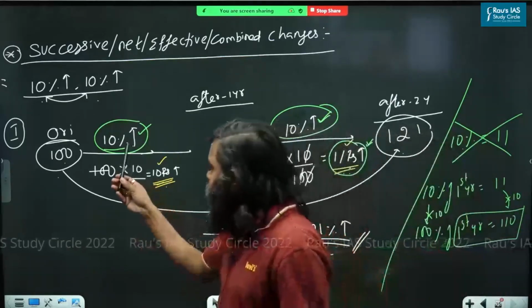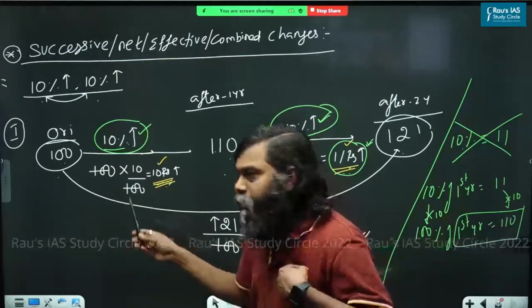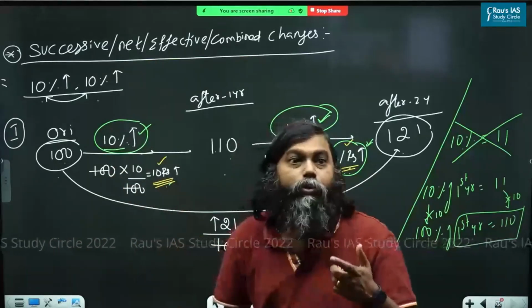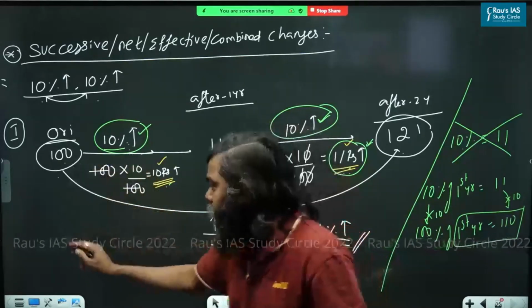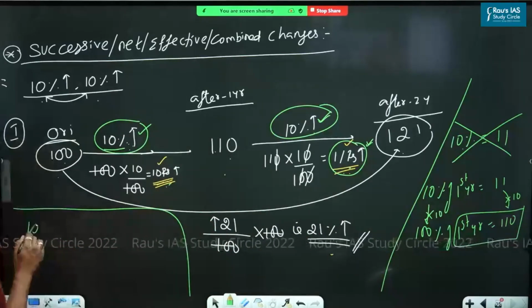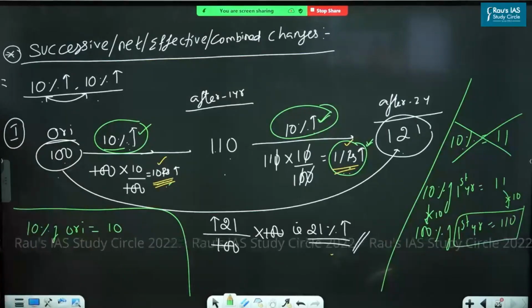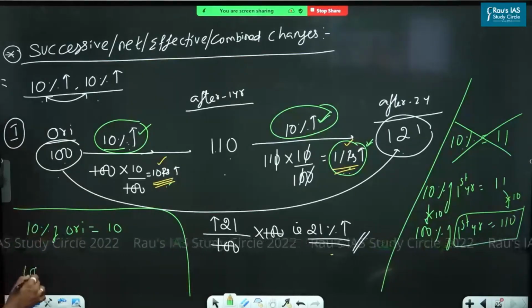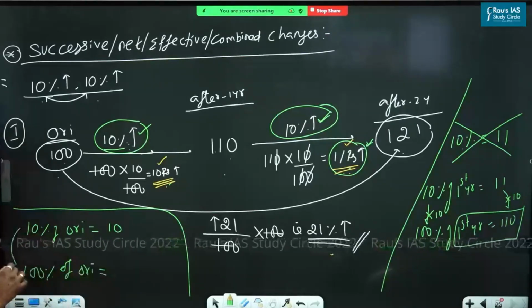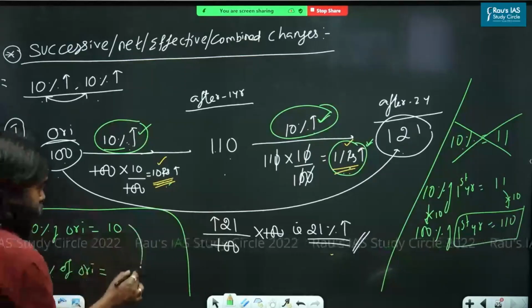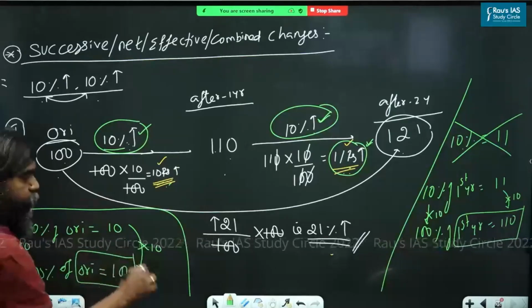This is called the difference. I can say both are equal. Can I write 10% equal to 10 rupees? No. Then you will ask, 10% of what? Original. That means 10% of original income is 10 rupees. What is the total original income? Total means 100% of original income. How does 10 become 100? Multiply by 10. That means 100 rupees. That is the original. Do you understand this?